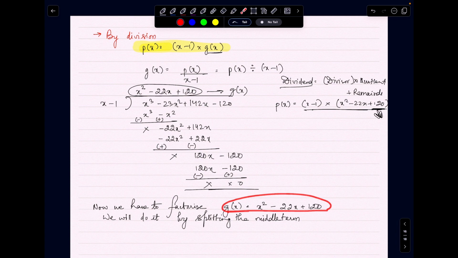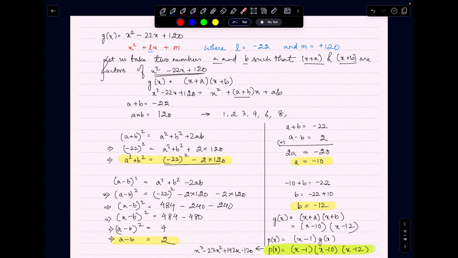Now we have to factorize g of x, the quadratic polynomial. Two examples of factorization of a quadratic polynomial we have already seen. How are we going to factorize it? Again, in the x square plus lx plus m form, l is the addition of the two numbers a plus b, and m is the multiplication of those two numbers a and b. So a plus b equals minus 22 and a into b is 120.